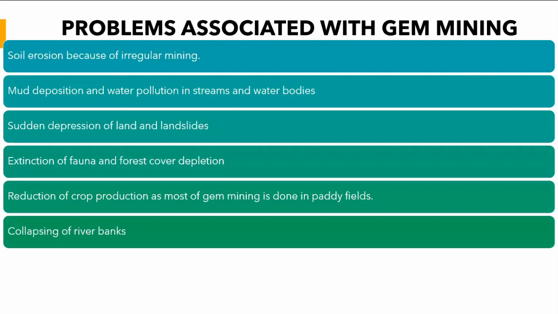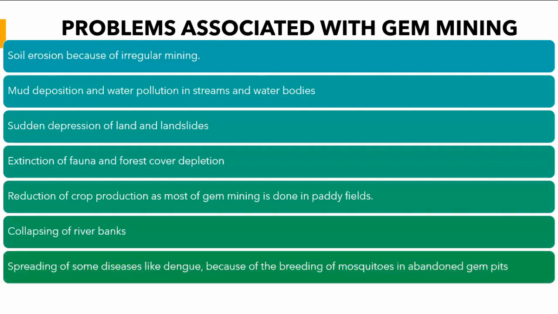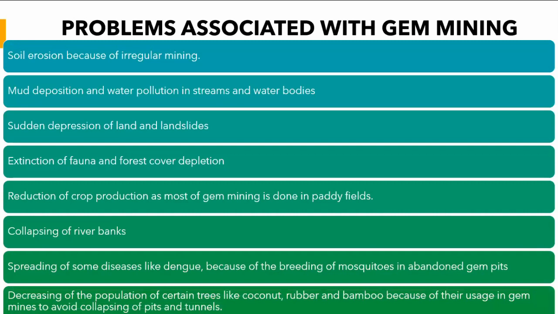Collapsing of riverbanks due to mining near riverbanks. Spreading of some diseases like dengue because of the breeding of mosquitoes in abandoned gem pits. Decreasing of the population of certain trees like coconut, rubber and bamboo because they are used in gem mines to construct pits and tunnels. Other than these environmental problems, various social problems have also arisen.